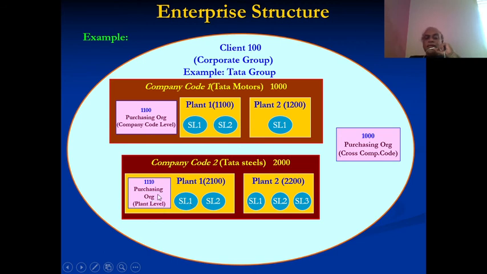Why? Because it buys the metal only for plant one, that is 2100. So for plant two, who will buy the goods or services? It is another purchasing org called 1,000,000. Okay, this is at corporate level. That means it can buy metal for any plant in the organization.